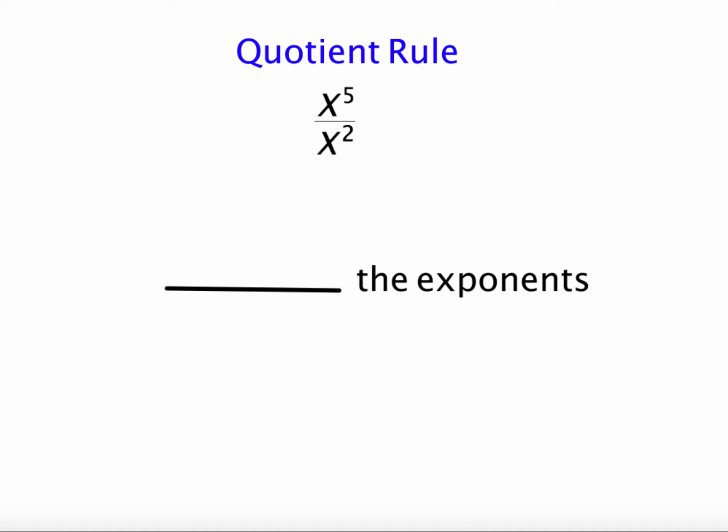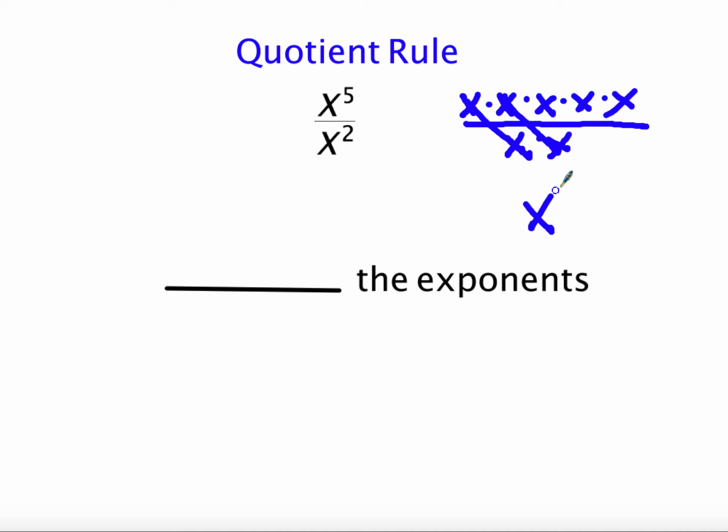Second main rule is the quotient rule. Again, we can expand that out. X to the 5th is x times x times x times x times x. X squared is x times x. We can cross out two pairs of x's because x divided by x is 1, x divided by x is 1, which leaves us with x to the 3rd. The rule is that you subtract the exponents.